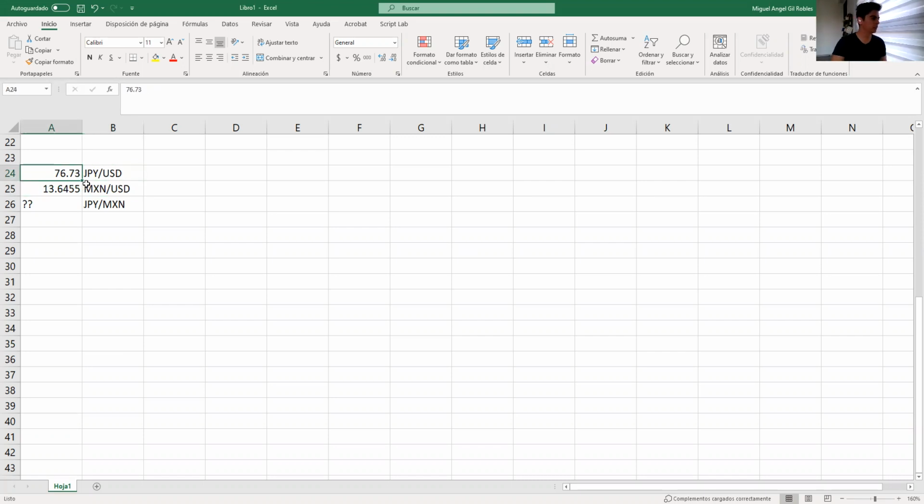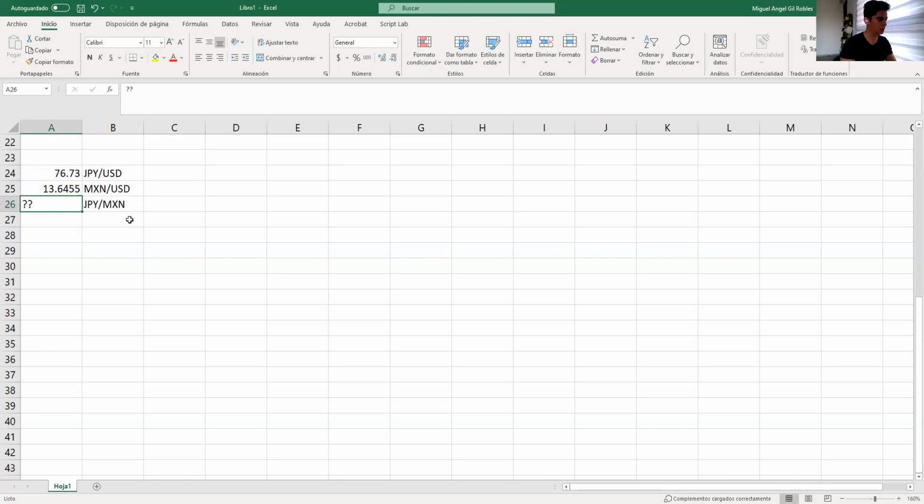So the question in here is that I know the exchange rate between the Japanese yen and the dollar, that's 76, and I know the Mexican peso and dollar is 13. And I want to know what's the exchange rate of Japanese yen and peso. So how can I do this? It's extremely easy. It's only dividing this over this.